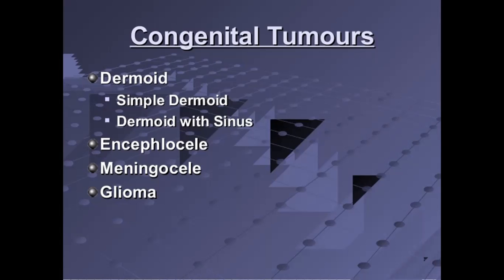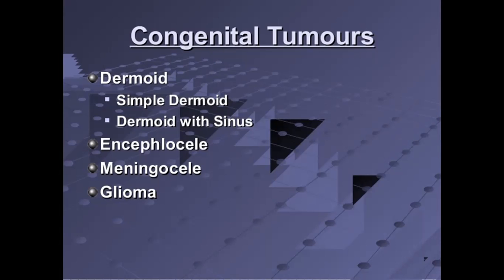What does sinus mean? A closed cavity which has only one opening. That opening may be internal or external. So when there is only one opening, we call it sinus. When it has a tract, we call it fistula. So dermoid can be plain without any opening, or it can be with an opening.